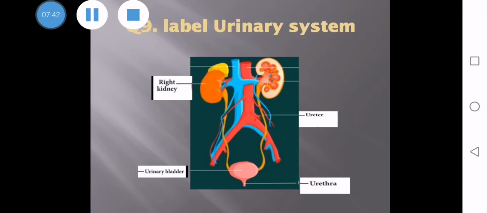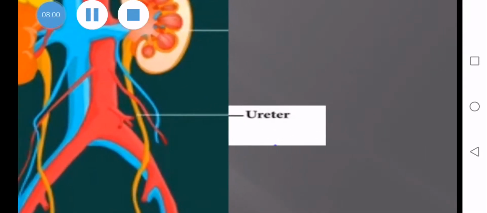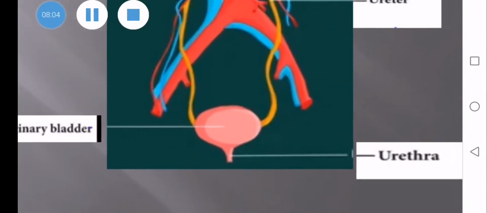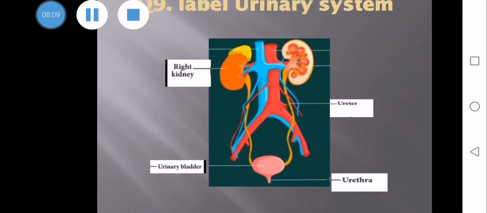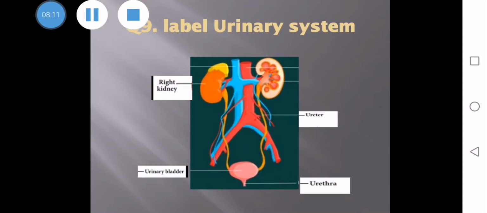Here you have to label the urinary system: the kidneys, the right and the left one, the ureter, and then you can see the urinary bladder and then the urethra, and you also have to tell the function of each one by one. The kidney helps in the formation of urine, which comes out from the kidney through this ureter. You can see this tube, the ureter. From the ureter it will finally come into the urinary bladder and be stored temporarily before ejection, and the urethra is that tube or opening through which the urine comes out.